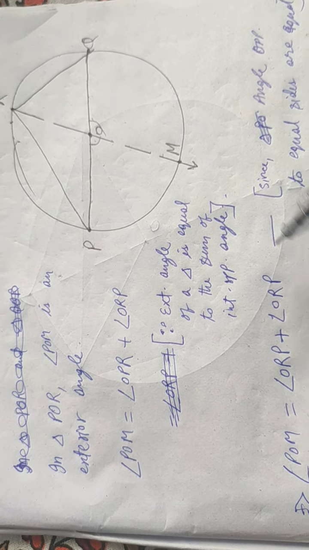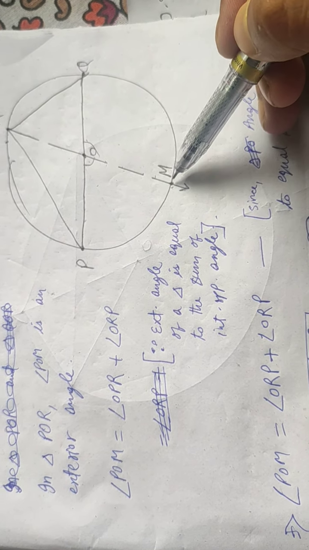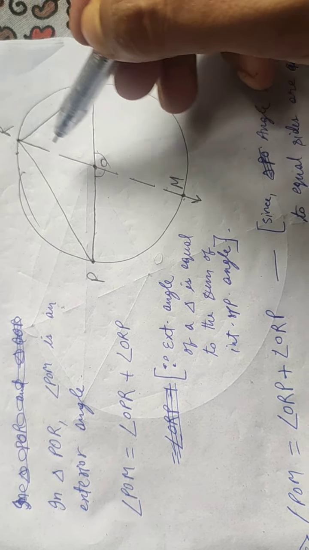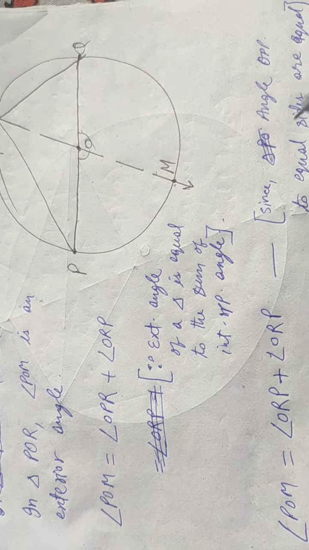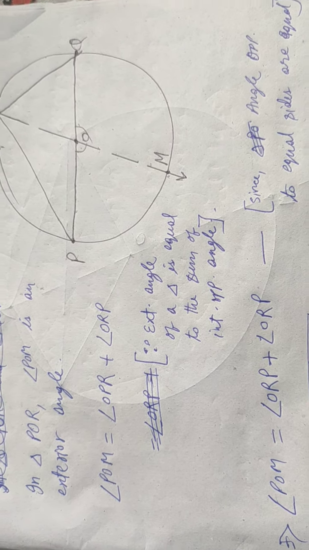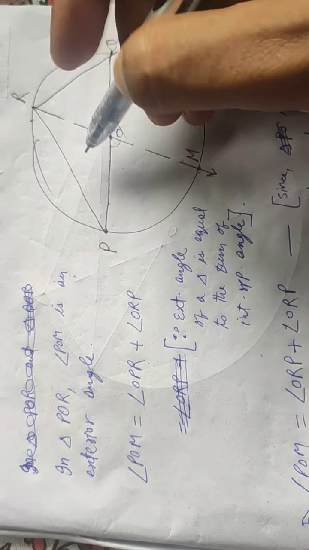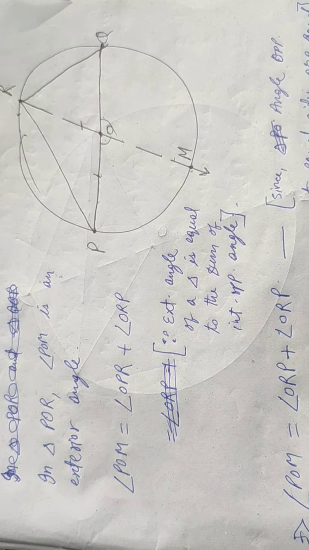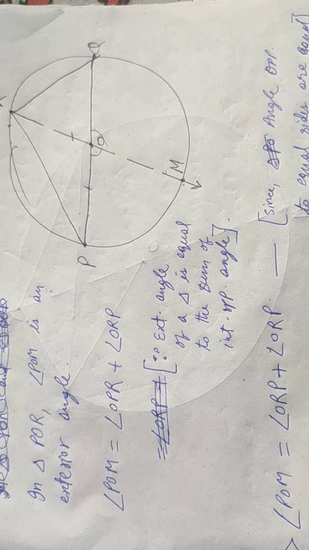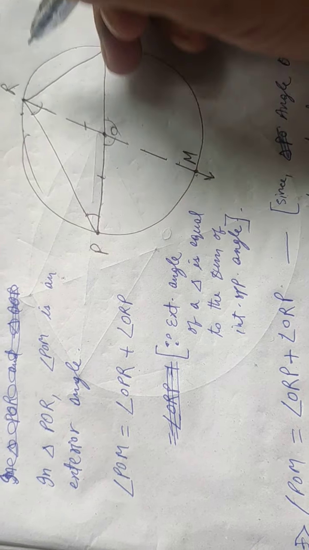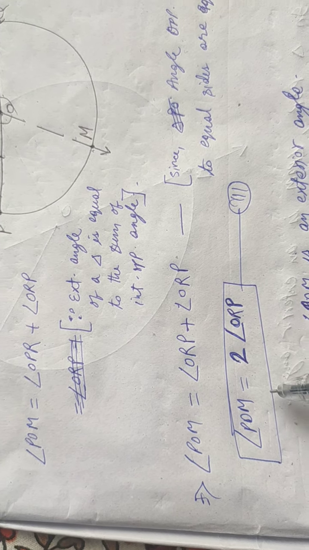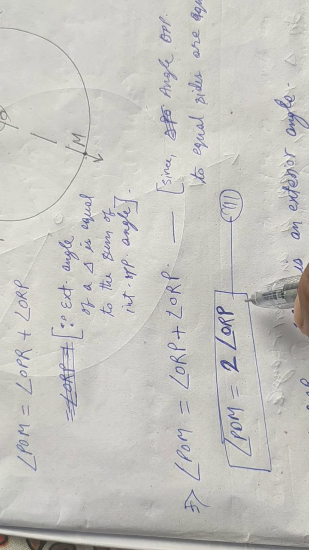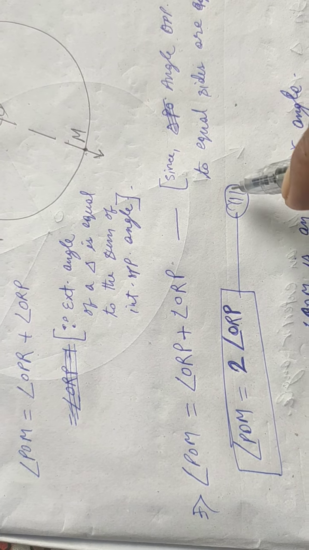So angle POM is equal to angle ORP plus angle ORP. Okay, reason, since angles opposite to equal sides are equal, since in this triangle this and this are equal because same radius, right? If same radius, then angles opposite to the equal sides are equal, isosceles triangle property. So angle POM is equal to twice of angle ORP. So put this as equation 3.